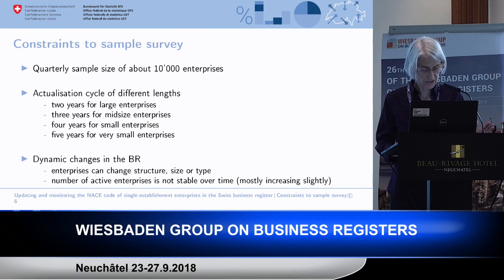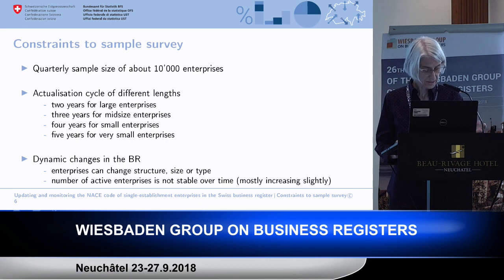There are some constraints to the sample survey. We want a quarterly sample size of about 10,000 enterprises. The actualization cycles have different lengths. Our goal is that the large enterprises should be controlled within 2 years, the mid-size within 3, the small enterprises within 4 years, and the very small enterprises, if possible, within 5 years.